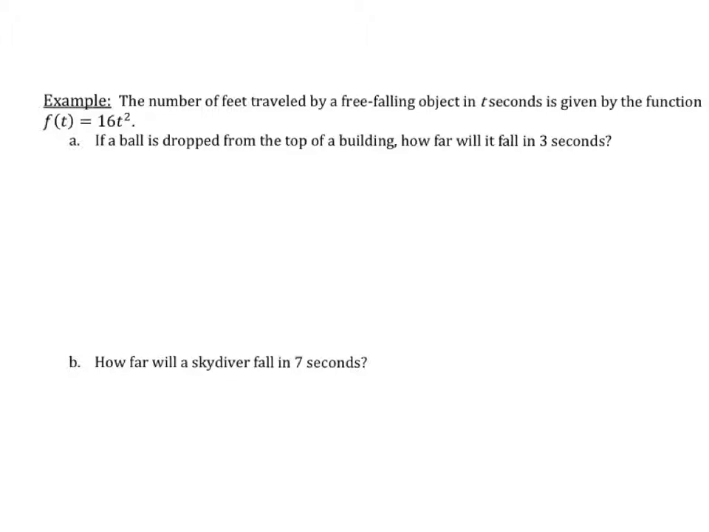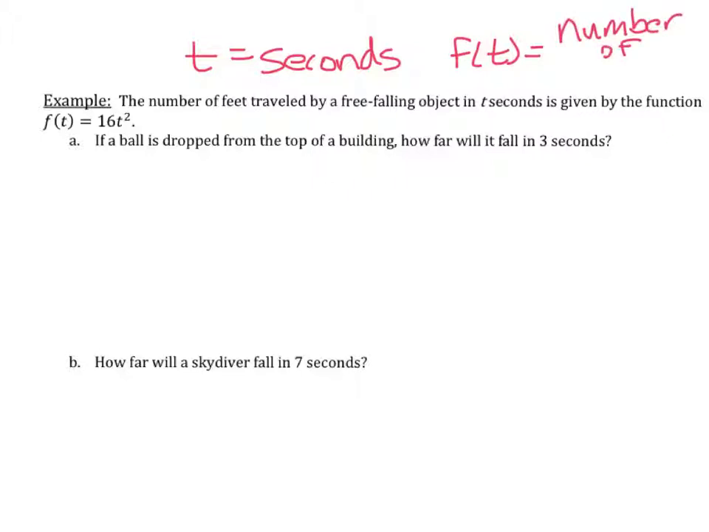All right, so notice t is the number of seconds, and f of t, which is what we're calling our function, represents the number of feet. So always remember what represents what when you're reading a problem like this. In part A, it says, if a ball is dropped from the top of a building, how far will it travel or fall in 3 seconds?